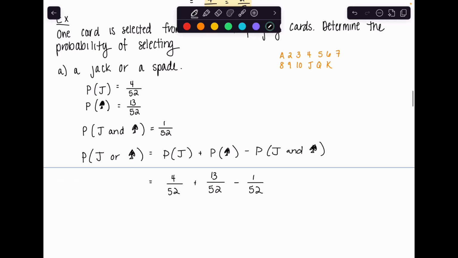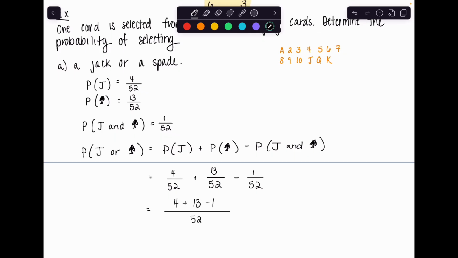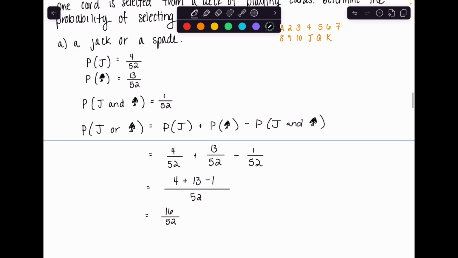So going through, they all have the same denominator. So I just do that operation with the numerator. So 4 plus 13 minus 1. 4 plus 13 is 17. Minus 1 gives me 16 out of 52. And again, this looks like it is divisible. Both top and bottom can be divided by 4. So this probability would be 4 over 13 when it's fully reduced.